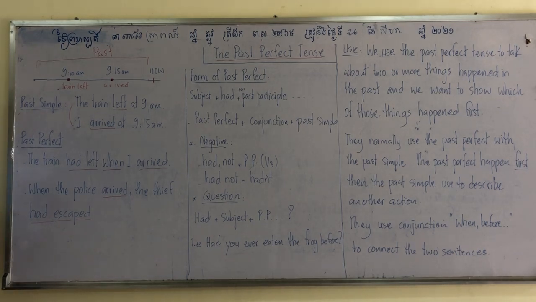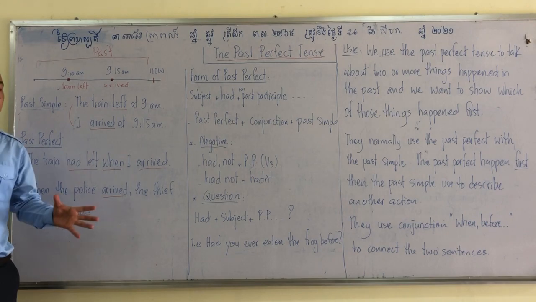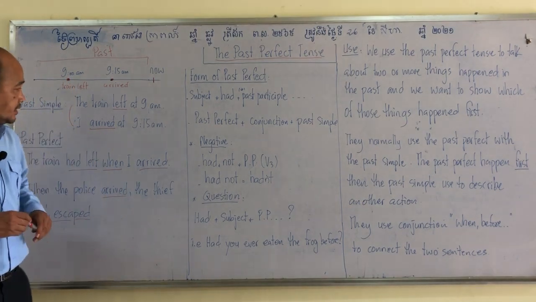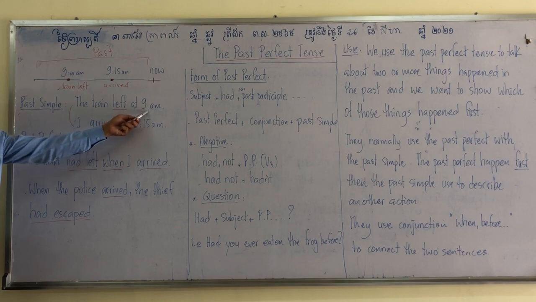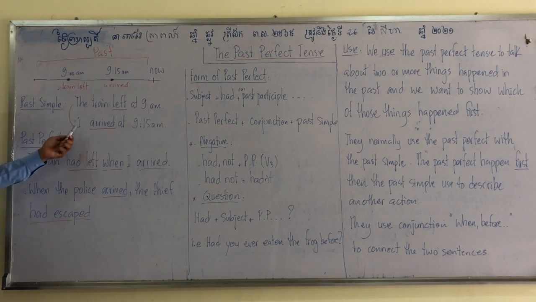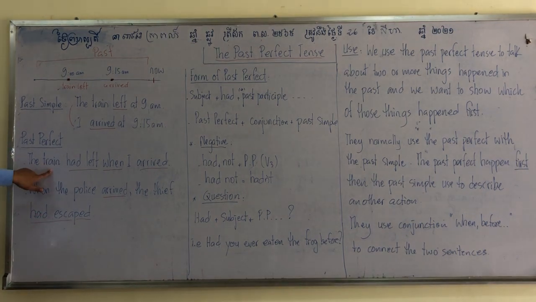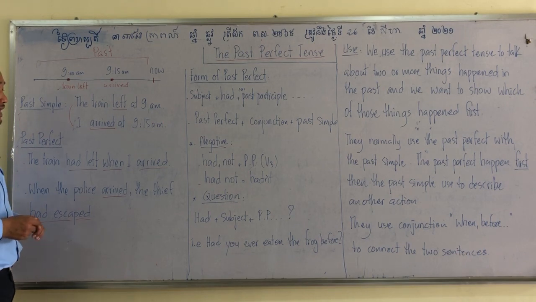Okay, so we use these two tenses to describe two or more actions that happened in the past, and we want to show which action happened first. Okay, so you can look here. So which one happened first? The train left at 9. Okay, so the train left happened first, and then I arrived at 9:15 in the morning because I'm late. This is another action that came after. So we use this past perfect to show the action that happened first. We use past perfect, okay, and past simple to describe another action that we use the past simple.